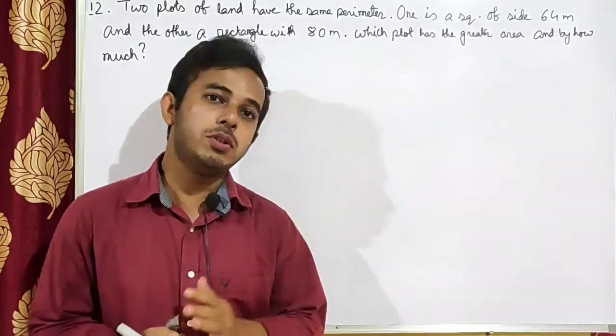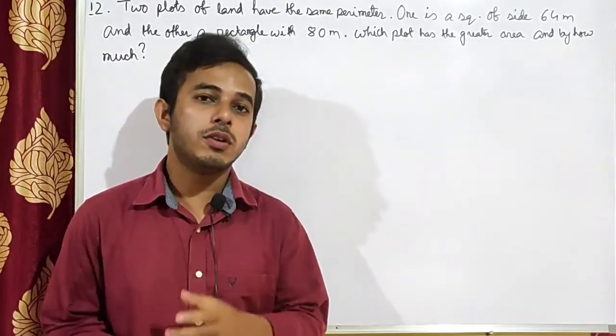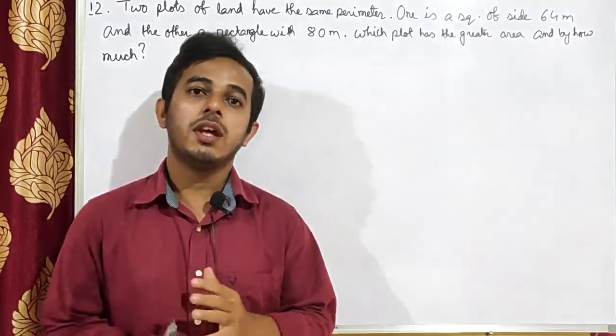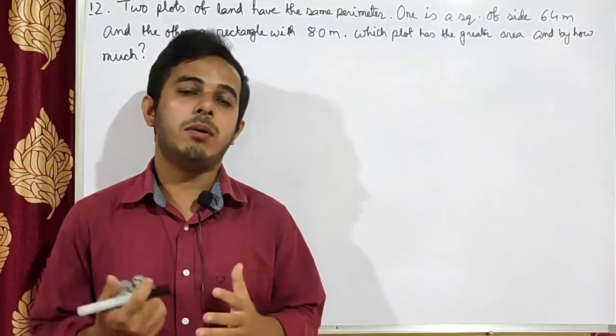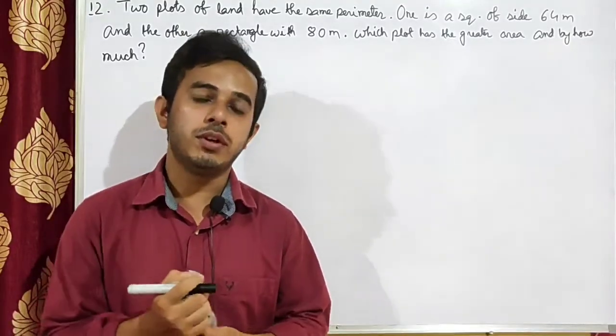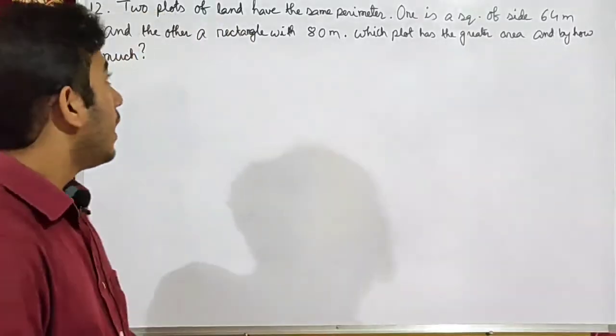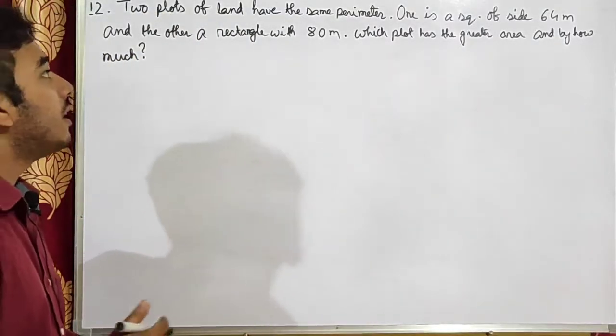Today in this video we shall be solving a few more problems relating to the area and perimeter of 6th standard, and then we shall try to complete this chapter and move to a new chapter. So here our first question of today's class is: two plots of land have the same perimeter.